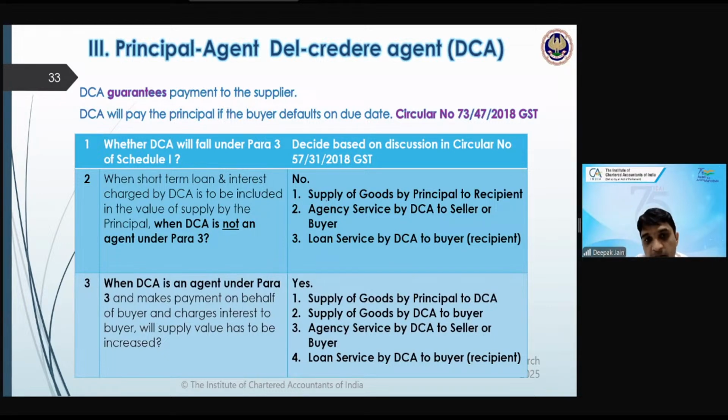The agent is supplying to the buyer, and agency services again he will charge. And the loan is provided by the del credere agent to the buyer. So in this scenario, interest has to be included. In the second scenario, interest need not be included. Clear? Any doubts in this slide?